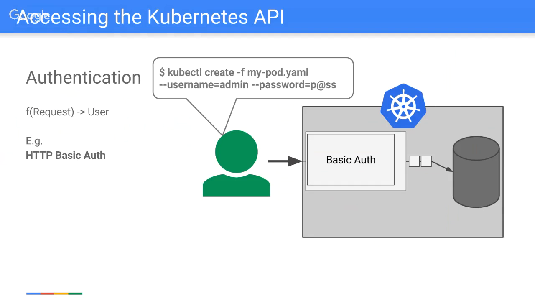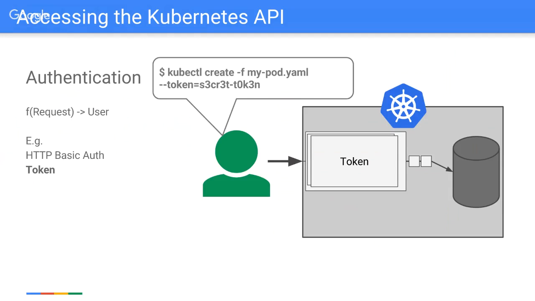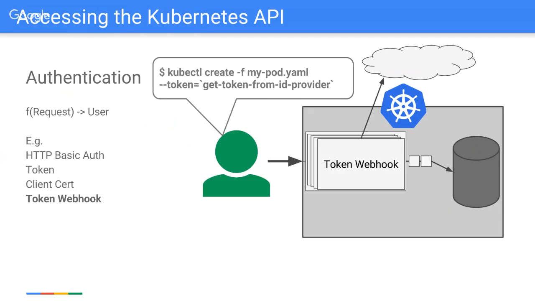So one option is just username and password. There's also token-based authentication, where the client and the API server both know a secret token. And client certificate-based authentication, which is a little stronger because it's harder to man-in-the-middle and steal those credentials, since it's a public-private key. We can also use a webhook, which is just delegating out to some third-party system, as long as it implements the web API. So that's identifying the user.